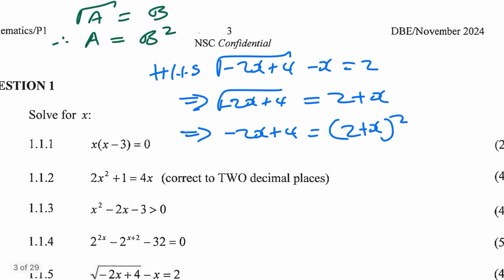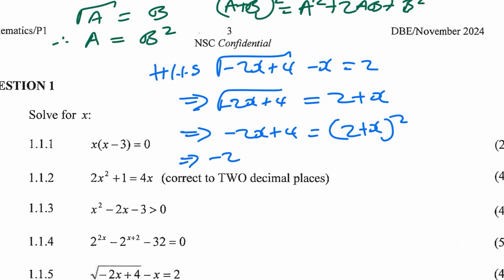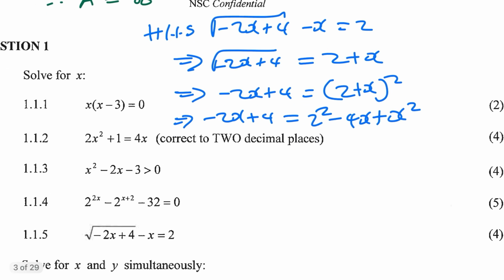And again, if you have (a plus b) squared, this could be written as a squared plus 2ab plus b squared, just removing the bracket. So we can also do that here. You have negative 2x plus 4. This could be written as 2 squared plus 2 times x times 2, that is 4x, plus x squared.